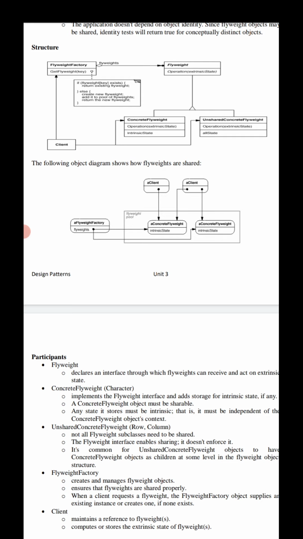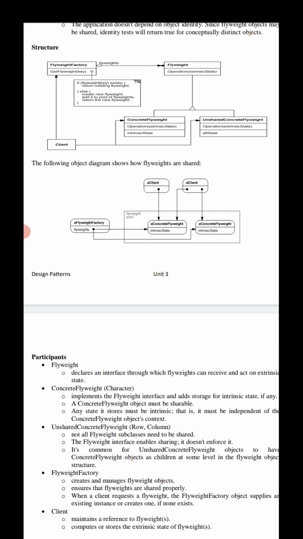The above diagram represents the class structure. The following diagram, the object diagram, shows how the flyweights are shared. We are sharing a large number of objects efficiently. Okay, here look at the diagram, the structure.